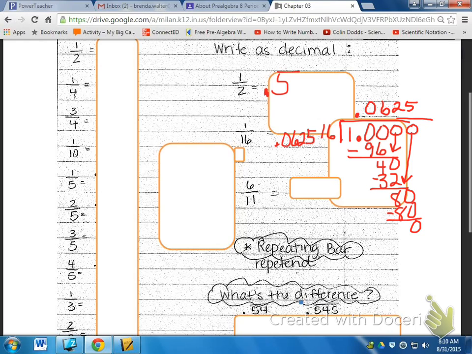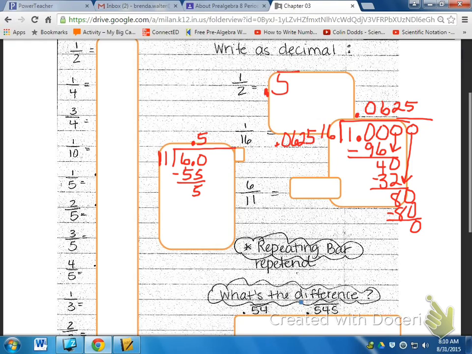All right, the next one is 6/11. So we're going to do that out here in the middle. We're going to take 6 divided by 11. Again, 11 doesn't go into 6, so we add a decimal and a 0. 11 goes into 60, Sienna, 5 times, and that is how much? 55.